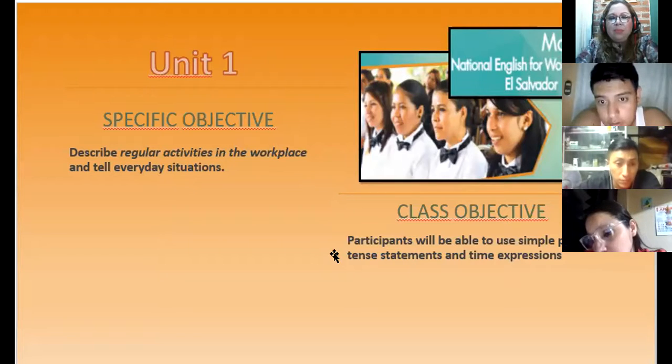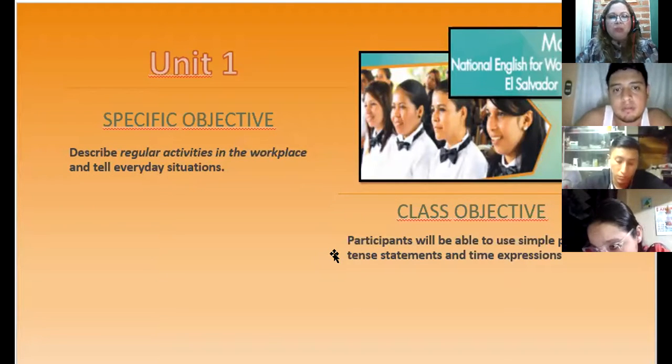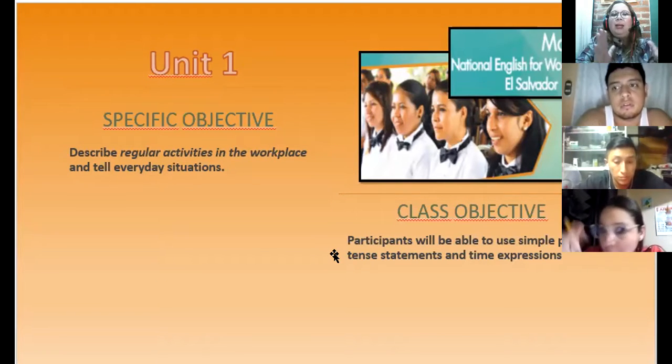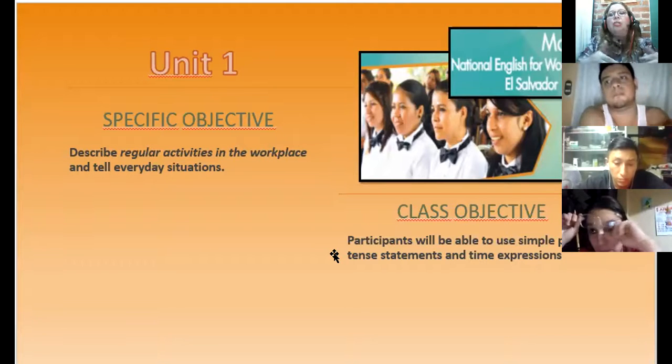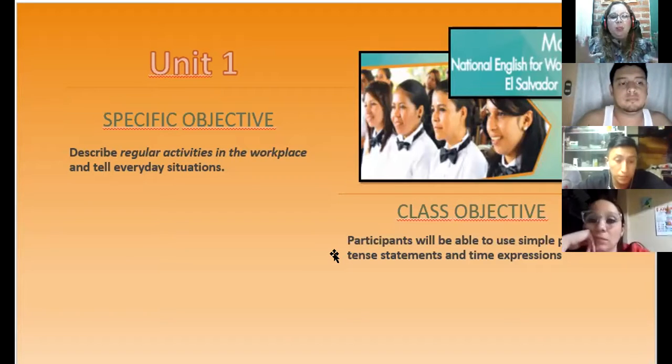Will be able to use simple present statements and time expressions. Okay. So it means that you are going to use simple present tense in sentences: negative, affirmative, questions, yes/no answers, and information questions, and also using time expressions.